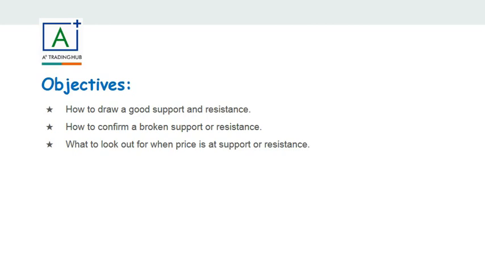Today we are going to learn how to draw a good support and resistance. We're also going to learn how to confirm a broken support and resistance. Finally, we are going to be learning what you should look out for when price starts reacting at support and resistance.